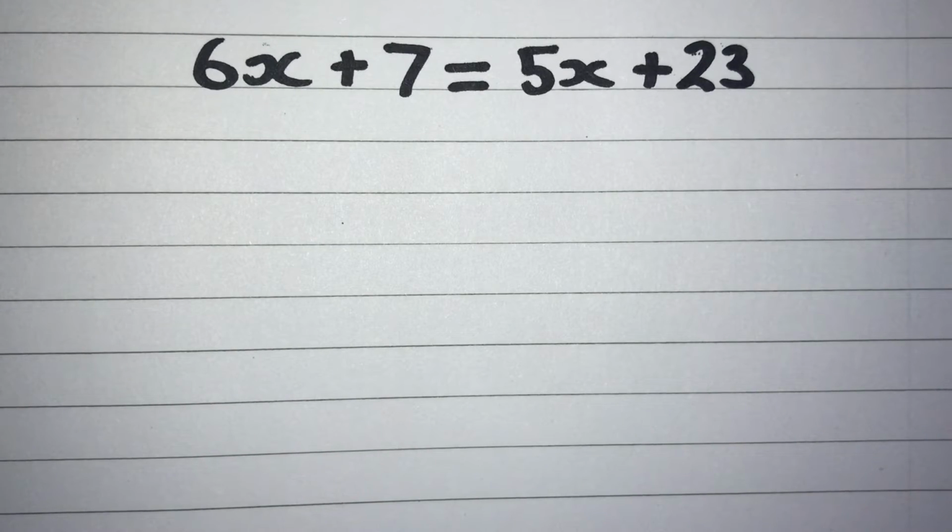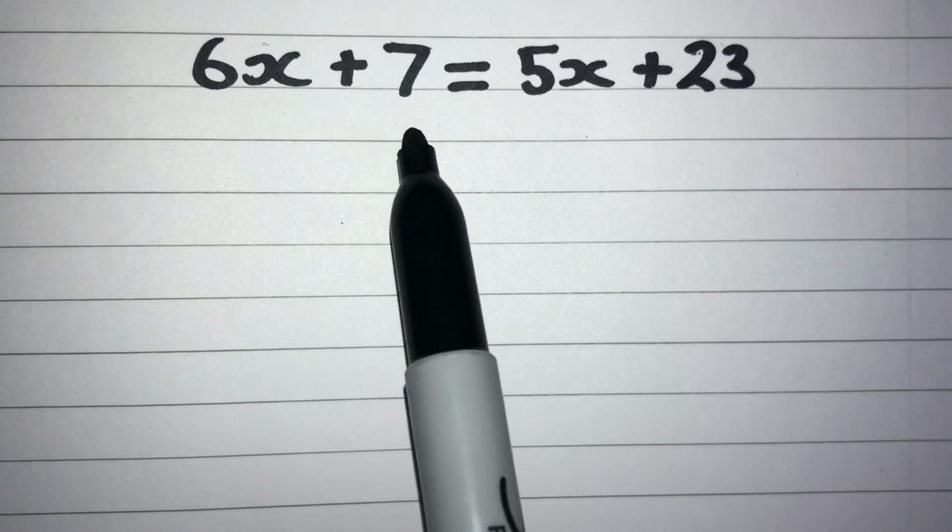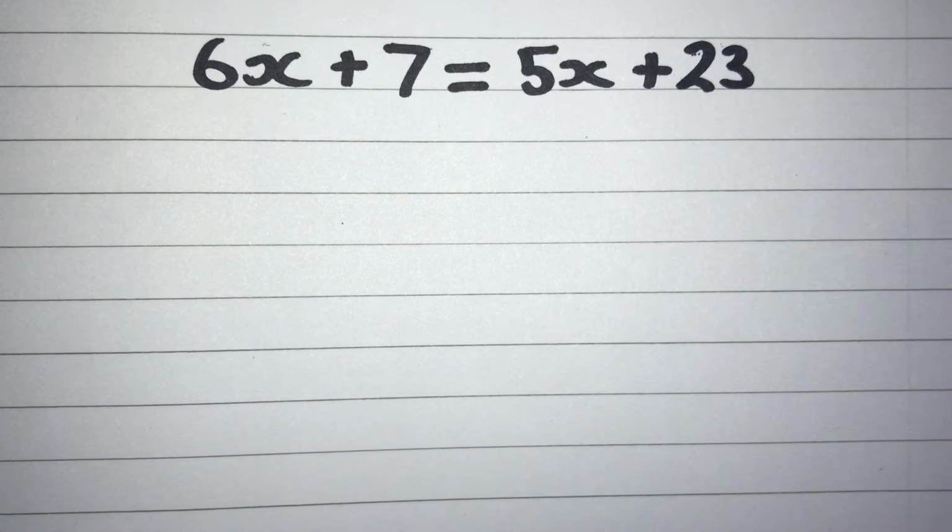Okay, there's now going to be a couple of examples for you to have a go at. The first of these two examples is going to be 6x plus 7 equals 5x plus 23. So if you'd just like to pause the video for a moment, have a go at solving that equation, and I'll go through it in just a minute.